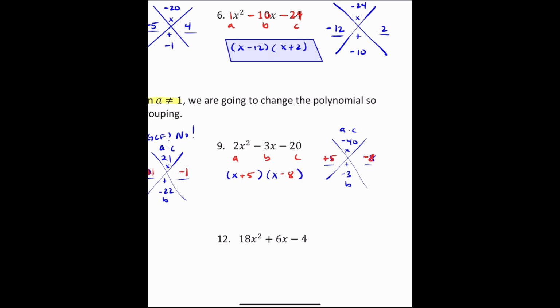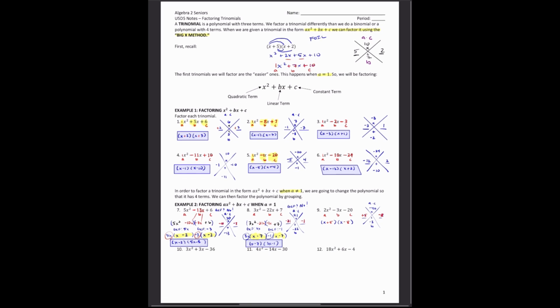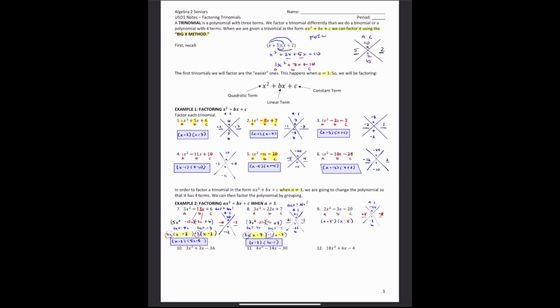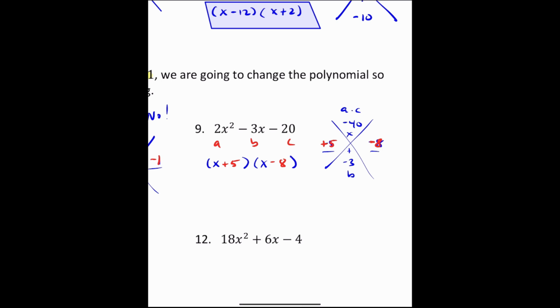Okay, so very, very similar to what we did at the beginning of the first 6 problems of the notes. So, x plus 5 times quantity of x minus 8. Now, if I were to FOIL this, you will not get 2x squared minus 3x minus 20. Notice that the a value is not 1. It's that +2. What we're going to do with that +2 is divide this number by our a value, which is 2. And we're going to do the same thing with this number. We're going to divide that by 2.